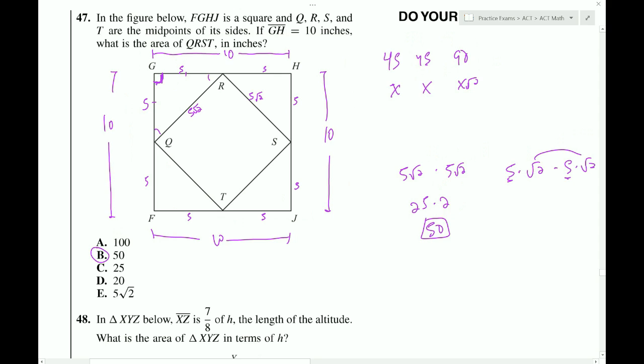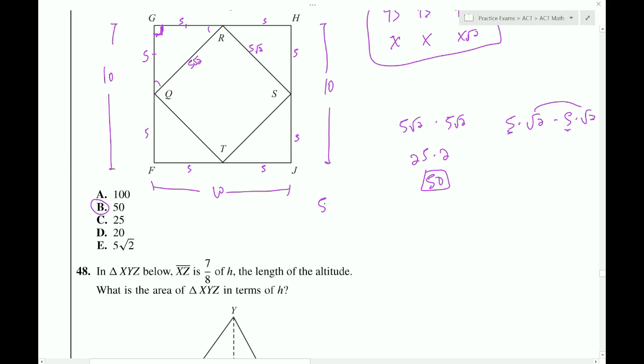Now, if you didn't know about this 45, 45, 90 stuff, you could have also done a Pythagorean theorem: 5 squared plus 5 squared, square root. So you would have gotten the square root of 50. So you'd have had rad 50 times rad 50, and you would have gotten the same answer of 50.